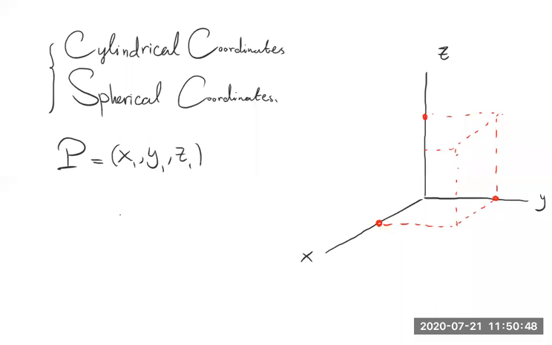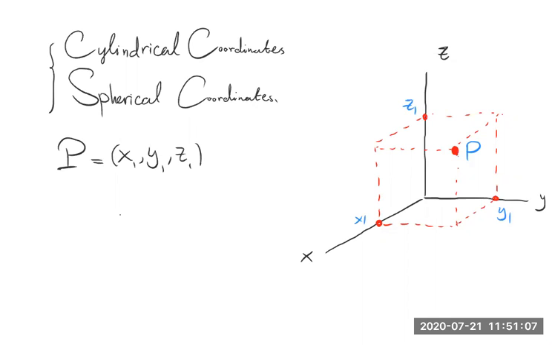If I construct this cube, the point P would be here. If this is x1, this is y1, this is z1. Okay. Now I want to describe P differently using another coordinate system.